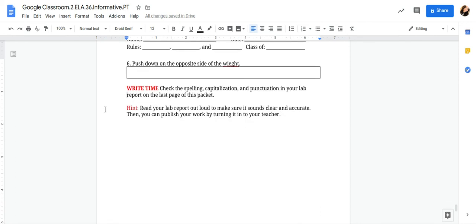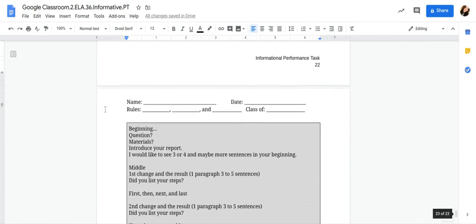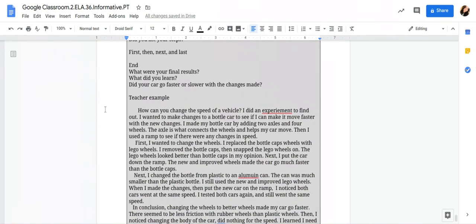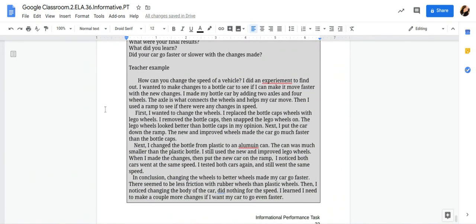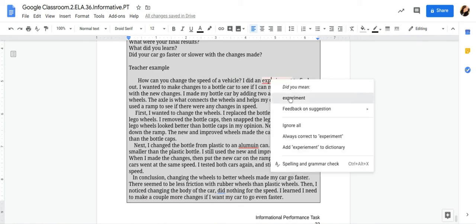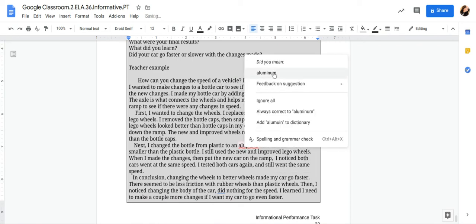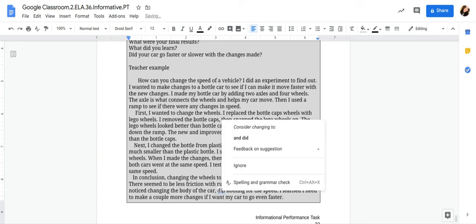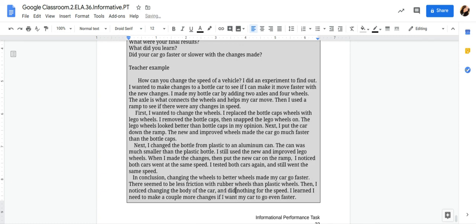Okay, so let's go ahead and look at what we need to do. So here's my teacher example. Notice I have some words that are spelled incorrectly. So for your last step, you want to make sure you don't have any words that are spelled incorrectly. And then I had a blue line. Blue line's grammar. That means I was forgetting a couple words and it didn't make sense. So here's the teacher example.